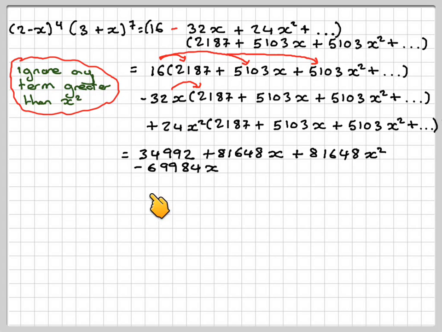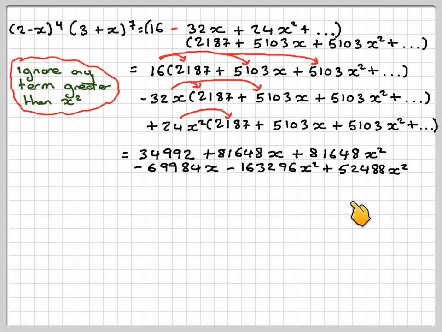This one, I only have to do this times this and this times this. Be careful of the signs. Minus 32x times 2,187 is minus 69,984x, and then minus 32 times 5,103x gives me minus 163,296x squared. I don't have to do the last one because it's going to give me a term greater than x squared. In the last case, I'll do this times this. That's going to give me 52,488x squared. Then I don't need to do anything more because they're going to be x cubed and x to the power of 4.